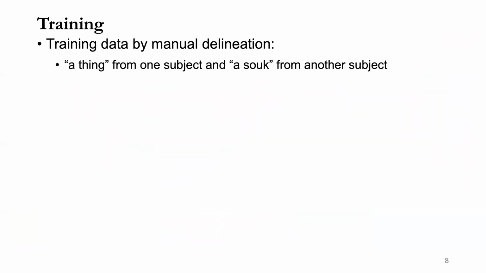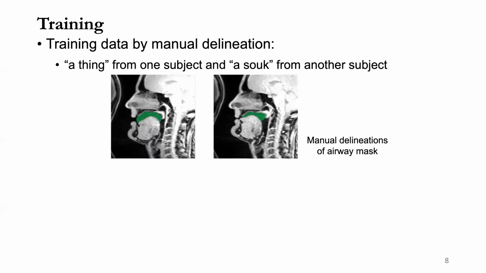To create training data, we manually delineated the airway on the Cine slices for the phrase "are thin" from one subject and "are sook" from another subject, and used these images to train the 2D UNet to segment the airway. Here are 2 examples of the manual masks of the airway in the Cine sagittal slices.